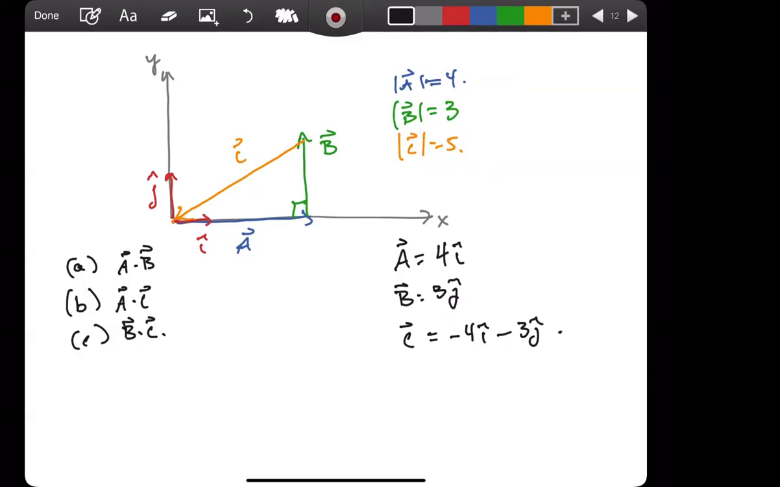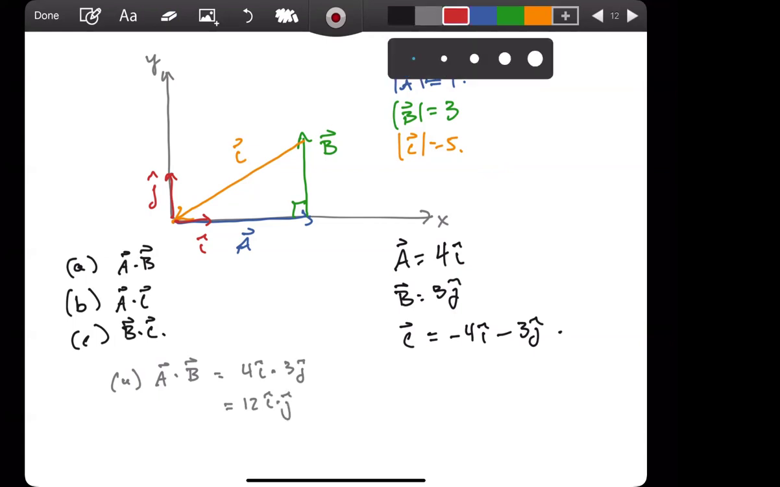Okay, so good. Let's look at part A first. We want to know what is A dotted with B. In this case, this is going to be what? 4 I hats dotted with 3 J hats, which is the same thing as 12 times I dot J. But I dot J, as we already said, is simply equal to 0. So at the end of the day, this is going to be 0.